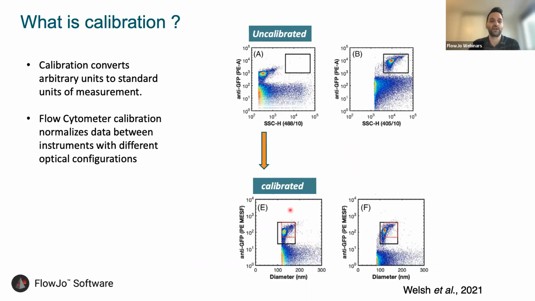And as soon as we calibrate, even if the instruments have different optical configurations, we can convert those into this standardized measurement. And that's what we're going to do with the Rosetta calibration software.